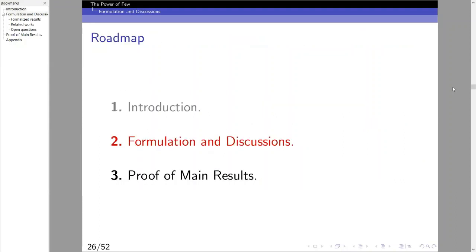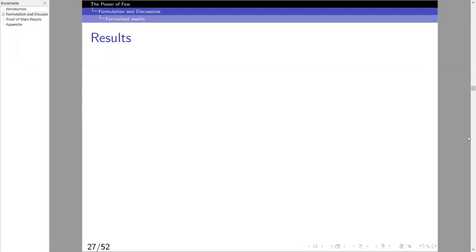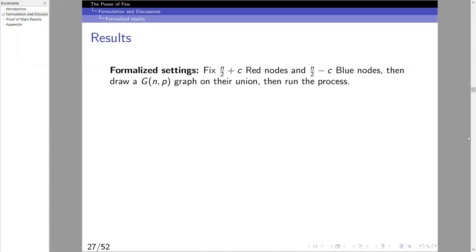But before we prove it, we'll discuss the formulation to clarify the settings, discuss the results, and also mention related results. Actually, in the proof for our linear advantage, we've been implicitly using this setting. We have red and blue being fixed, and we draw a random graph on their union. In fact, there are a few other settings that are equivalent.